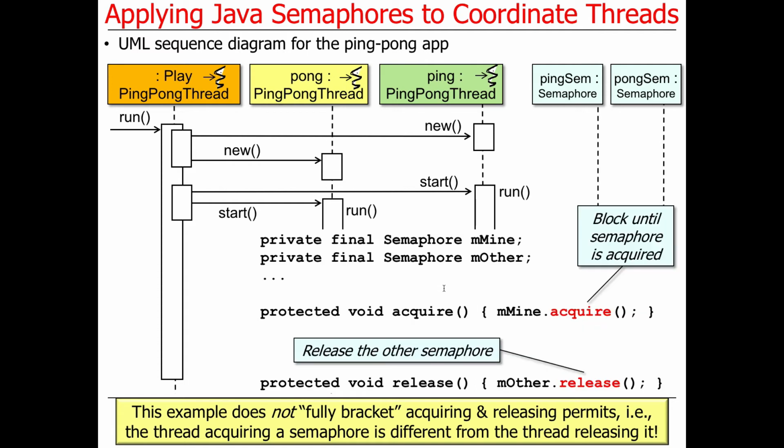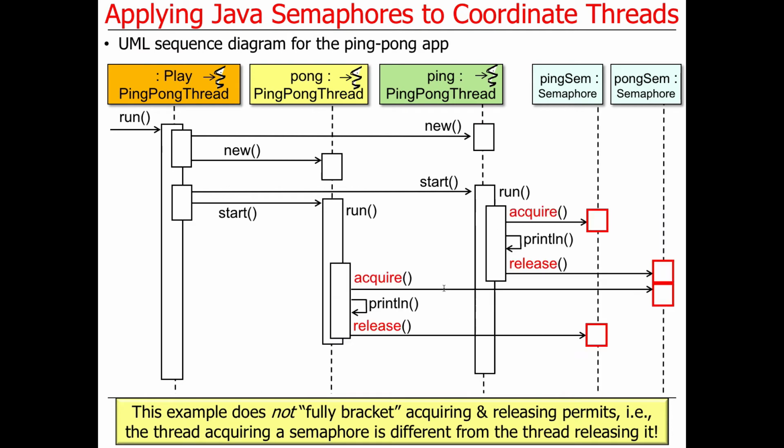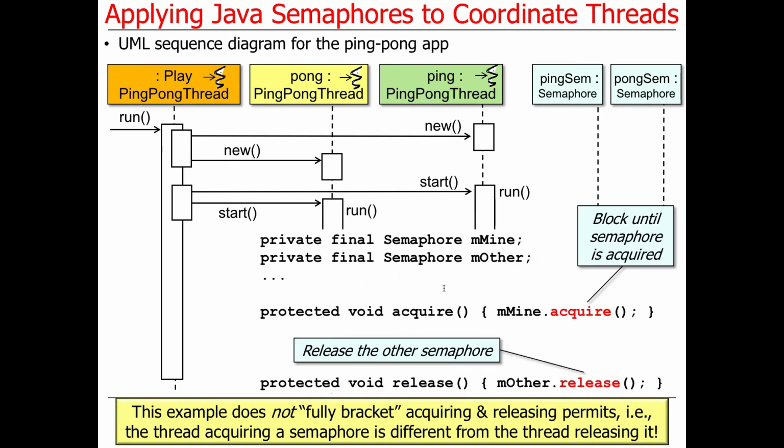Okay, so that's the interaction diagram. Here's what the code looks like. Each of the threads has a semaphore called mine and other, and they're just initialized in inverse ways. And so acquire will always try to acquire my semaphore, which blocks until the semaphore has a count greater than 0. And release always releases the other semaphore. And of course, when the 2 threads are created, mine and other are shifted. So they're different in each one.